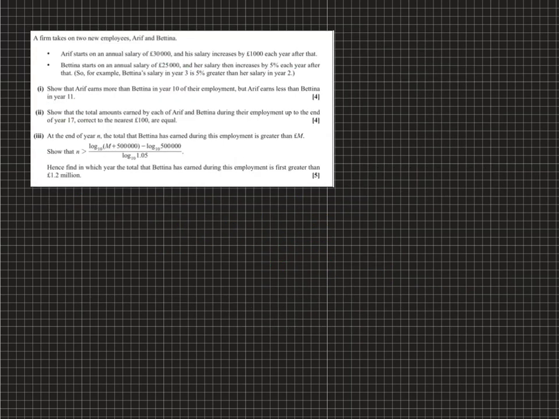Now, part 2. Show that the total amounts earned by each of Arif and Bettina during their employment up to the end of year 17, correct to the nearest £100, are equal. So we're looking at total amounts here. Now, for an arithmetic progression, the total sum of n terms is equal to a half n(2a plus (n minus 1)d). And for a geometric progression, remember, S_n is given by this formula.